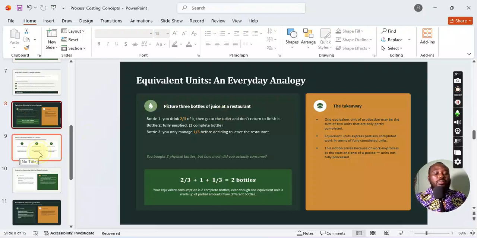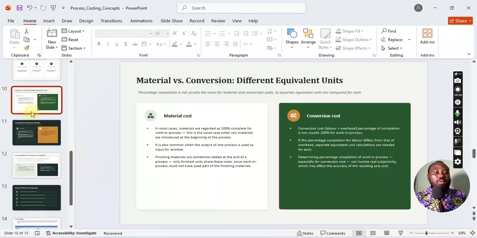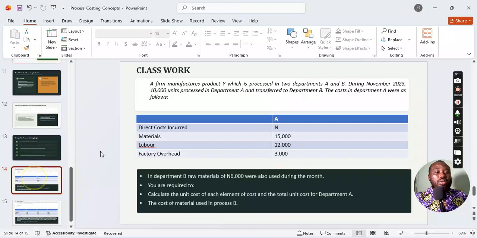So I would like us to look at some questions and then we move on. We know that process costing entails having to convert some products to finished products. It involves various stages, various steps for us to ensure that we complete the process. So let us check out some typical questions.